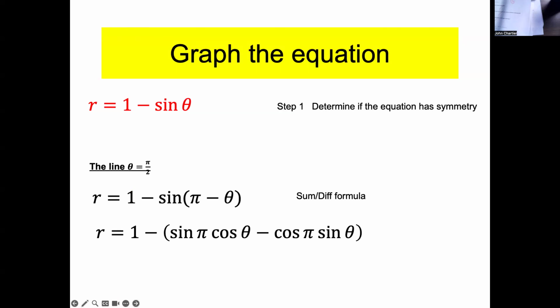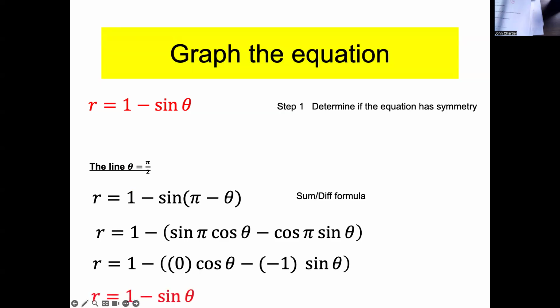That's convenient because the sine of pi, the y value at pi, is a big fat 0. For cosine, that would be a -1. We do a little bit of simplifying here. 0 is 0. Two negatives make a positive, but we got a third negative, which does in fact make it negative. And look, red is equal to red. So therefore, this does have theta equals pi over 2 symmetry.